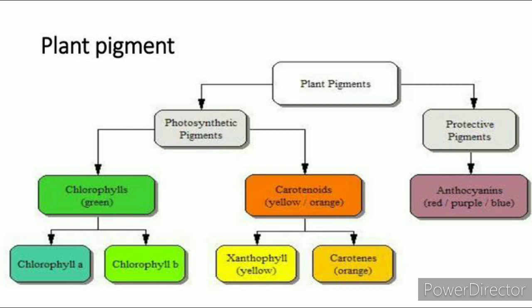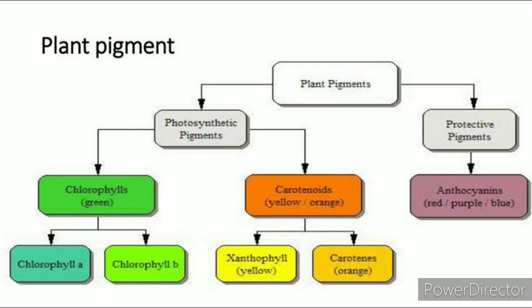So anthocyanin gives plants red, purple or blue colors. An example is red spinach leaves, and you have seen purple cabbages. All these consist of anthocyanins, and this anthocyanin pigment is protective in nature.